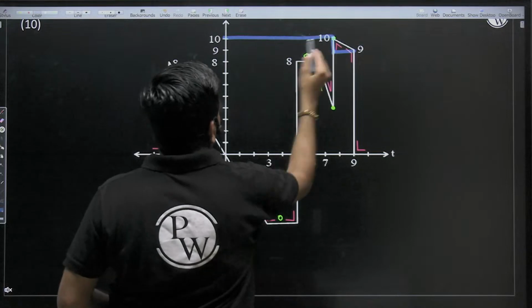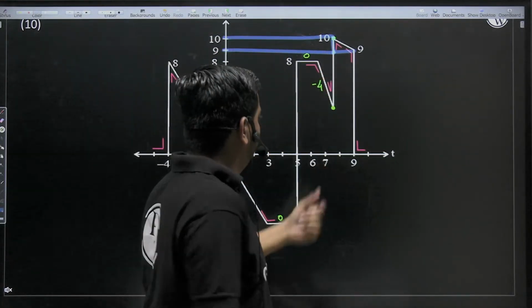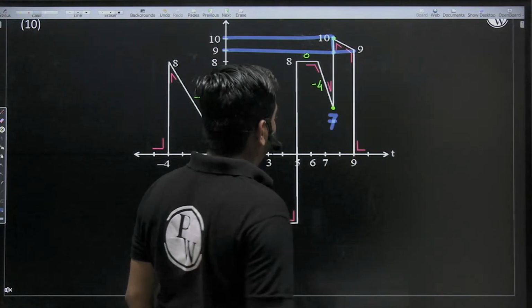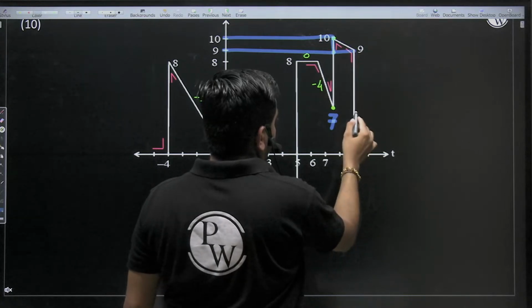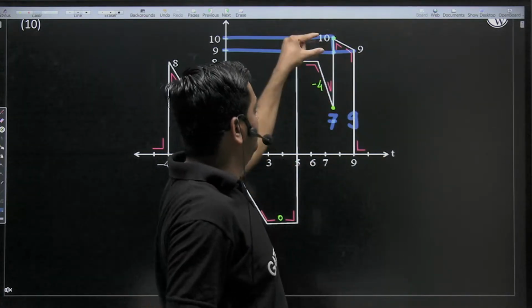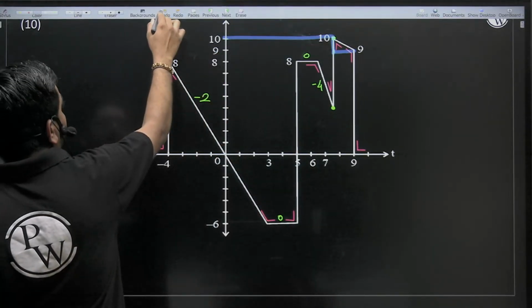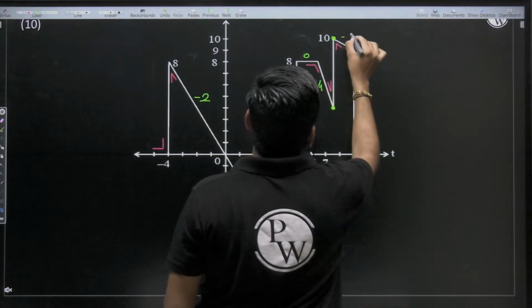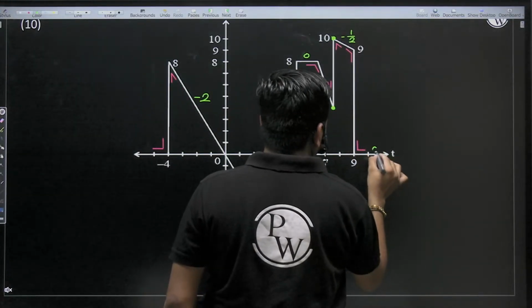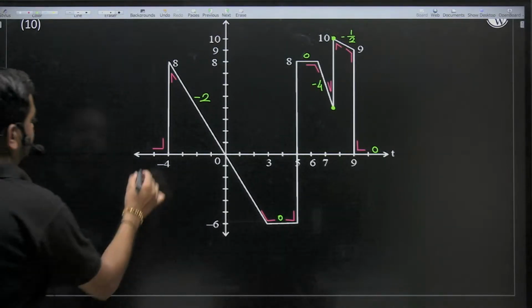See here, what is the value of dy? So dy is 1, and for dx, this value is 7 and this is 9. So dx is 2, dy is 1, so dy by dx, the slope, is minus 1 by 2. Why the minus sign? Because the slope is decreasing, that's why it is minus 1 by 2. Here the slope value is 0. Clear? Fine.